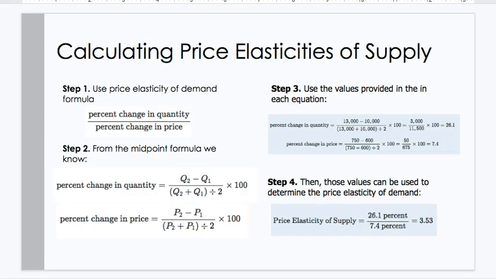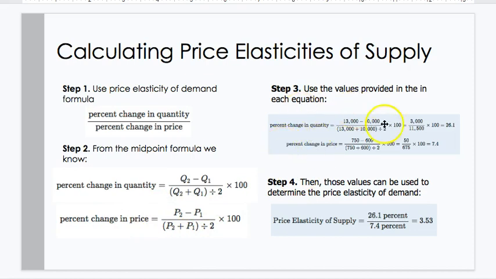Step 1. Use the price elasticity formula: percent change in quantity over percent change in price. From the midpoint formula, we know the percent change in quantity is Q2 minus Q1 over Q2 plus Q1 divided by 2. The percent change in price is P2 minus P1 over P2 plus P1 divided by 2.